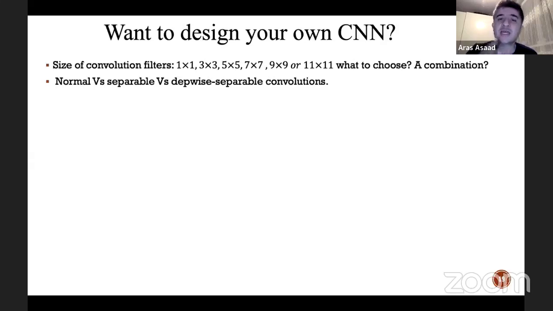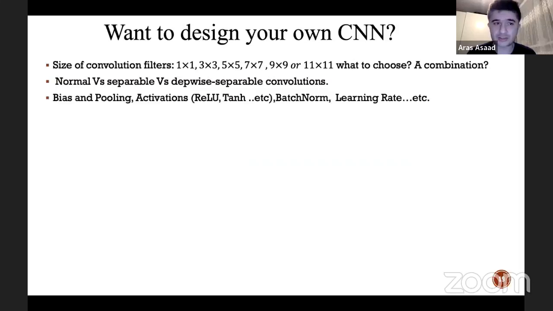Then you have to decide what type of convolutional operation you're going to apply. Normal convolutions or separable convolutions or depth-wise convolutions. Beside this, you have the idea of deciding bias, pooling, activations, batch normalizations, and learning rate. These all seem to be small, but they all have different effects on your architecture. Pooling here means the dimensionality reduction. Are you going to use 3 by 3? What sort of pooling? Max pooling, average pooling, and so on. Activations, are you going to use ReLU, batch normalization, and so on.